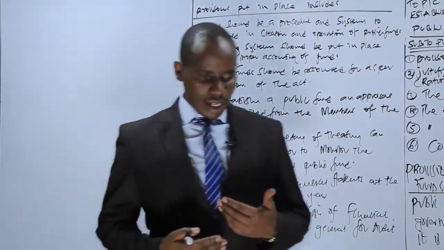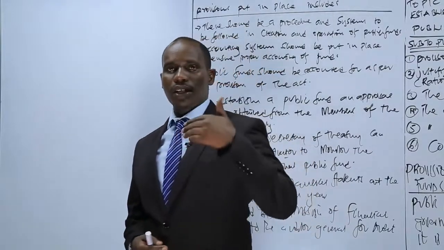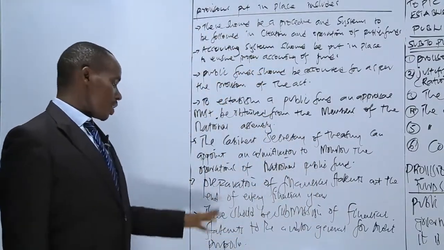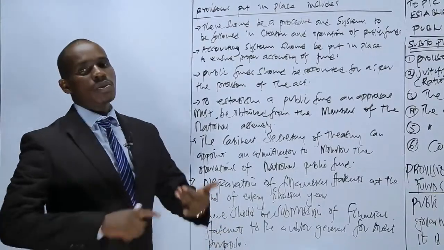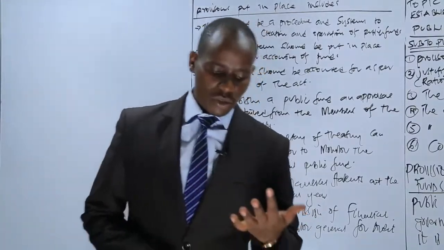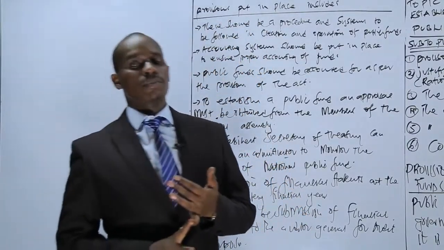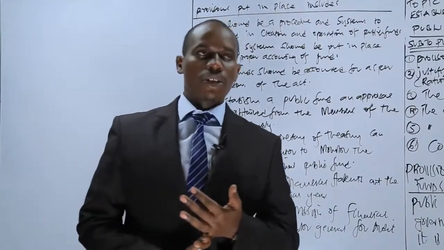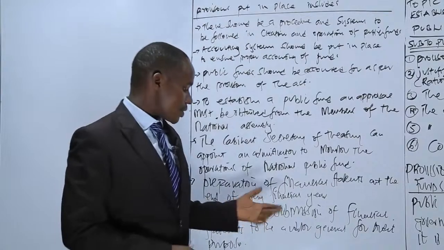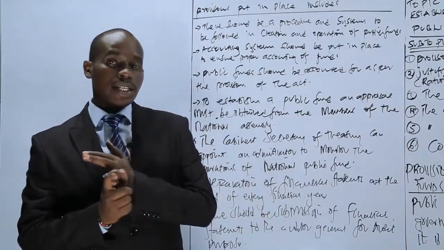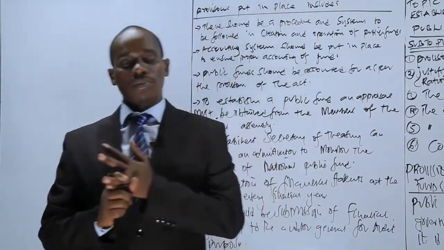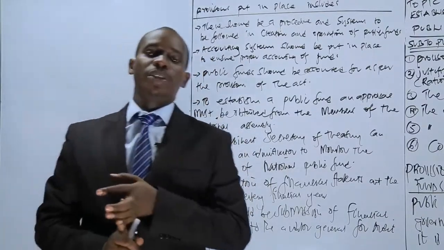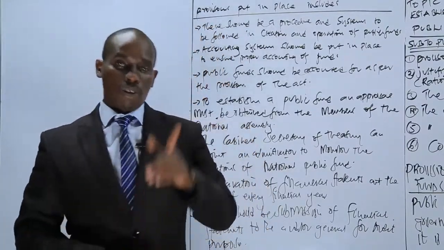We also expect, after you hand over the final accounts to the Auditor General, you also need to give a copy to the National Treasury. You also need to give a copy of the same to CRA, Commissioner on Revenue Allocation. You also need to give another copy to the Controller of Budget.